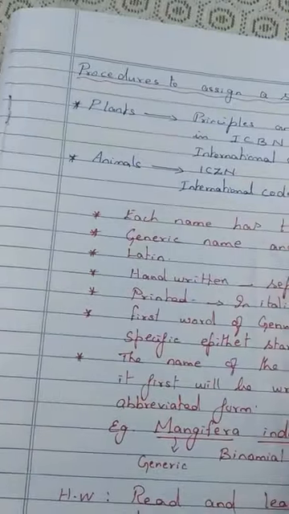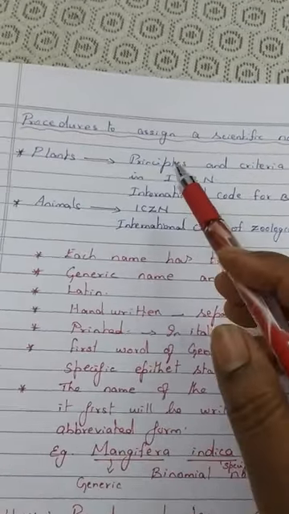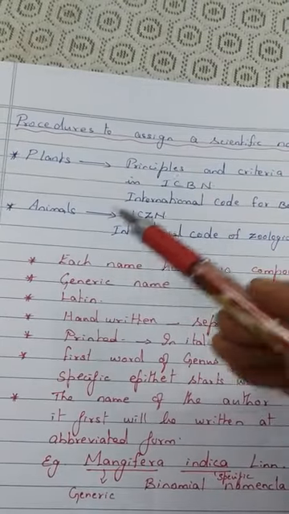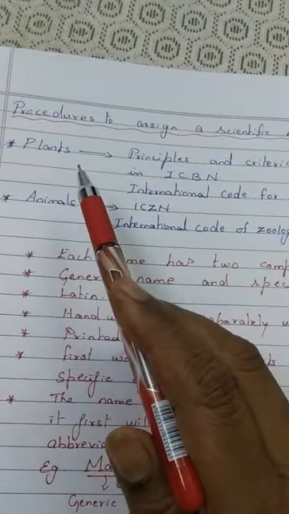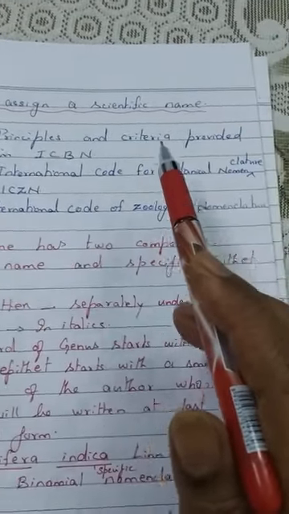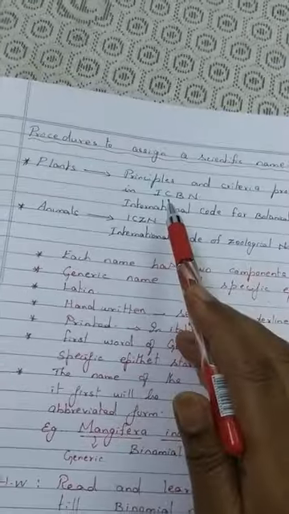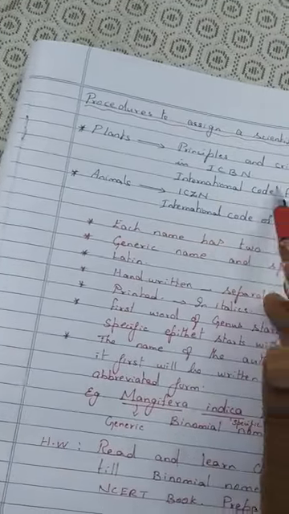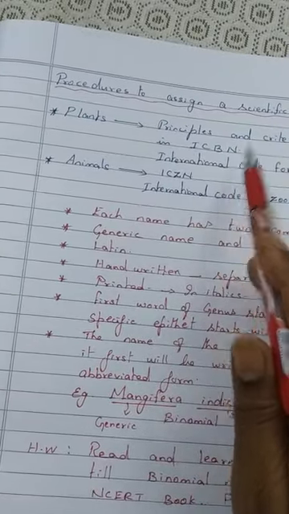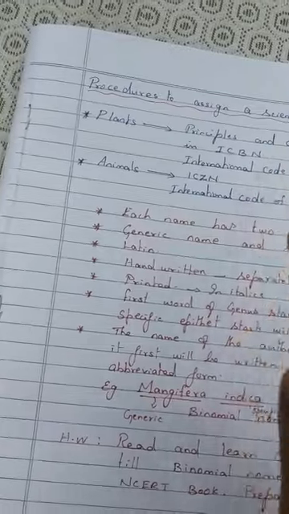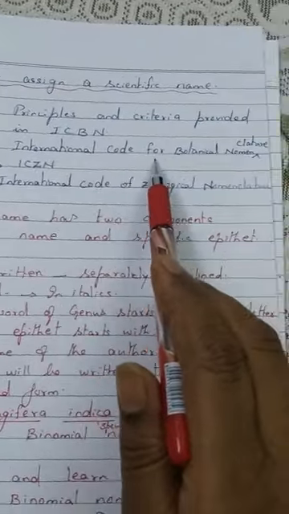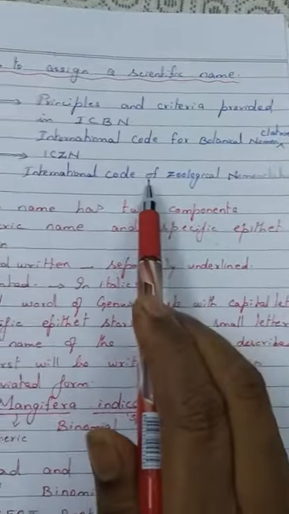And for assigning a scientific name, scientists follow some principles. They follow some conventions. For giving scientific names to plants, the principles and criteria provided in ICBN are followed. Scientists follow the criteria and principles given in ICBN to give scientific names for plants. What is ICBN? International Code for Botanical Nomenclature.